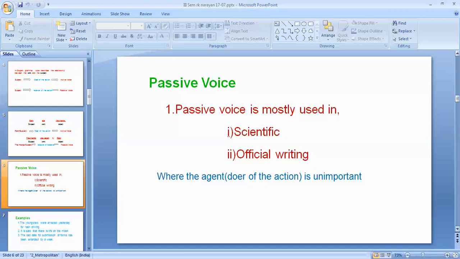That is implied. That can be understood. Whoever the doer of the action is, it does not matter. So in that case, the object, the receiver of the action, is more important. In such occasions, we use passive voice. So basically, passive voice is more used in scientific writings, in scientific expressions, as well as in official writings.